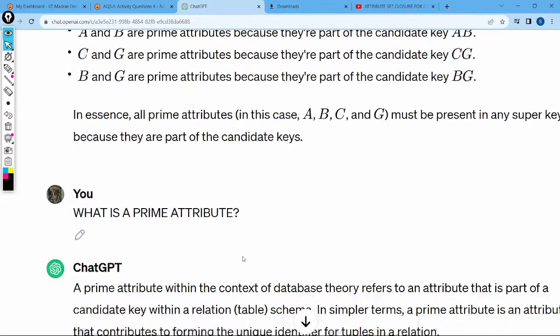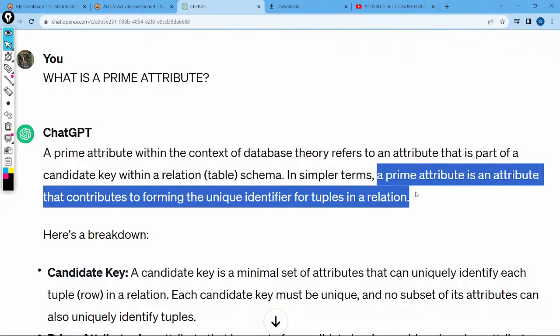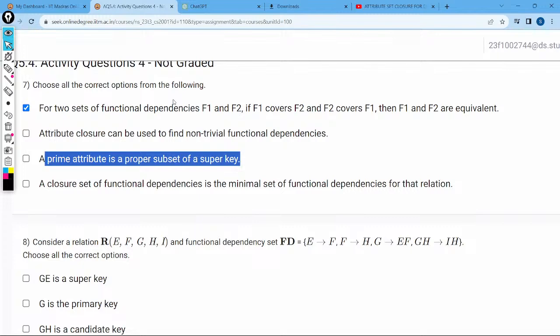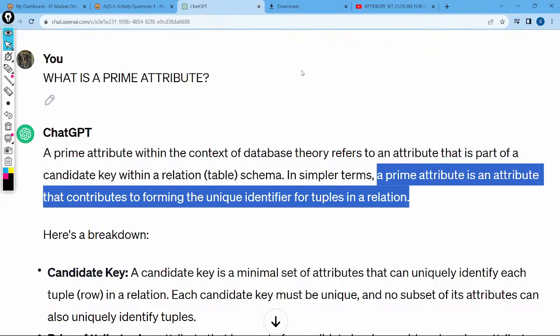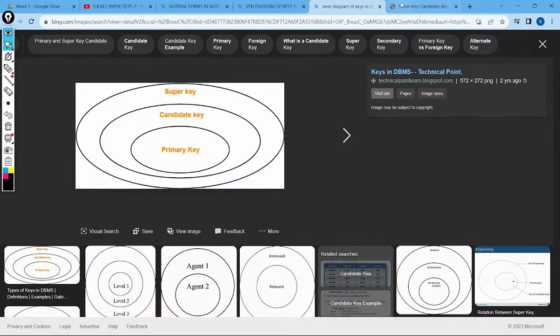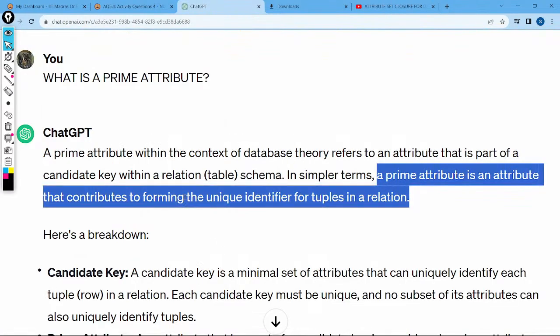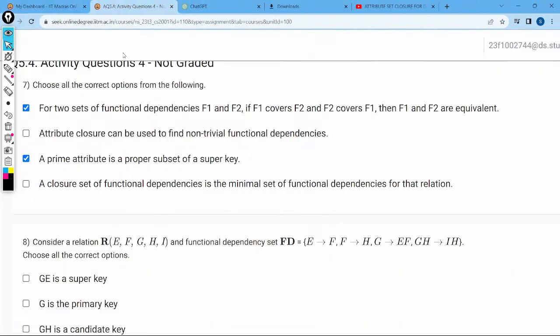A prime attribute within the context of database theory refers to the attribute that is a part of a candidate key within the relational schema. In simpler terms, a prime attribute is an attribute that contributes to forming unique identifiers for tuples in a relation. Yes. While watching this Venn diagram, we can also add another ellipse in this and write prime attribute into it.